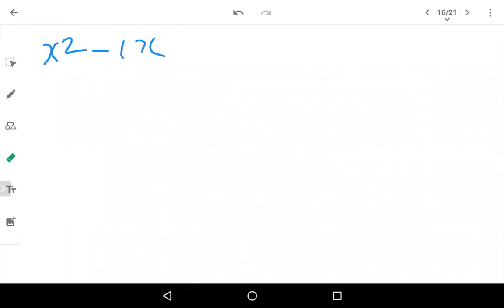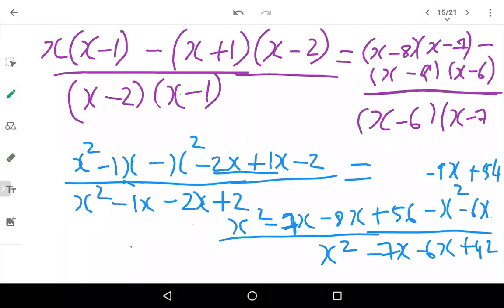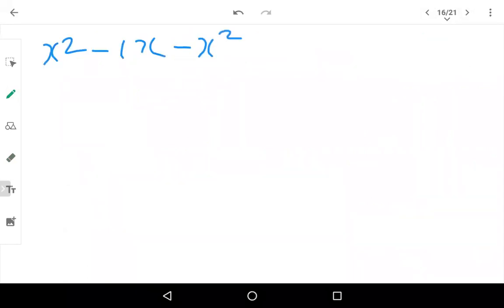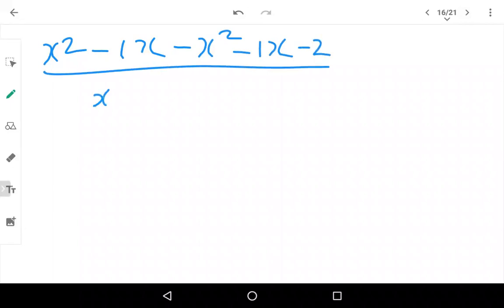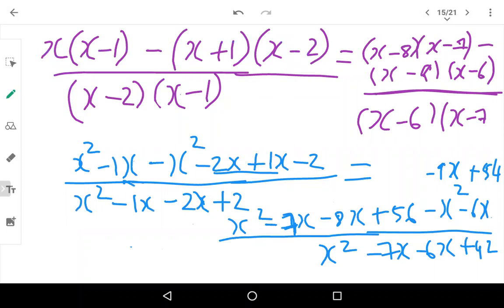Then I will go with minus. Then when I go with minus, x square is there as it is. Then I will go with minus 1x. And what else is remaining? Minus 2 whole divided by x square minus 3x plus 2. How did I get 3x? Here I have minus 1x minus 2x. So this gave me 3x as the number here. So that is what we have done, x square minus 3x plus 2.